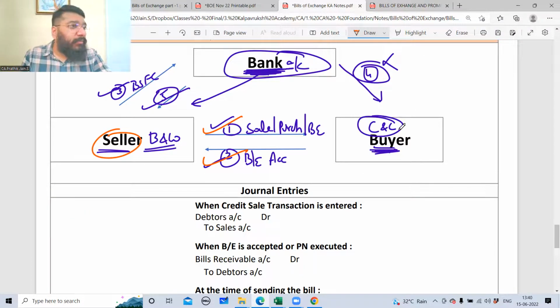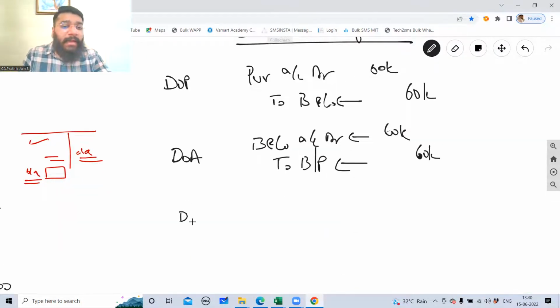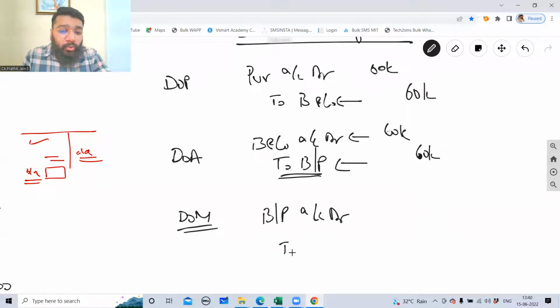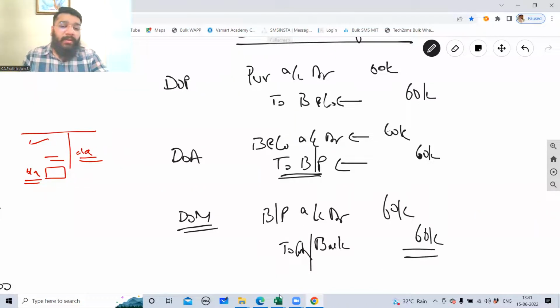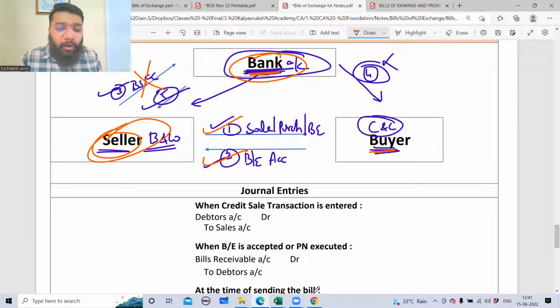Will the buyer record it? The buyer will not record this. The 4th transaction is happening between bank and the buyer. So on the date of maturity, I am settling the liability. I am closing the liability. So bills payable account debit to bank or to cash, whatever it is, 60,000. That's all. The 4th transaction is happening between the banker and buyer. The 5th is happening between banker and the seller, so the 5th one will not be recorded. This is the concept of bills sent for collection.